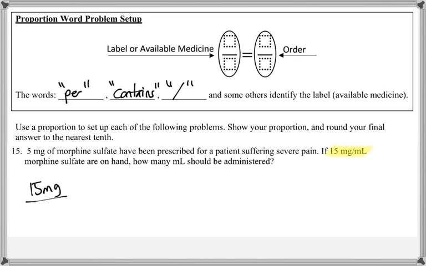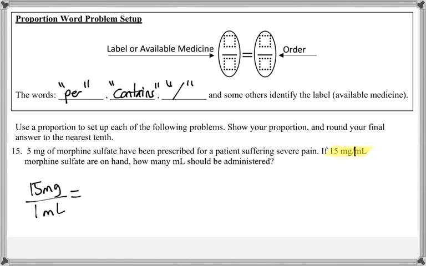Whenever you see per milliliter or any kind of per unit, and there's no number there, that's implied to be a 1. So this is 15 milligrams per 1 milliliter. It's like saying if you're driving 25 miles per hour, that's the same thing as saying you're driving 25 miles per 1 hour.